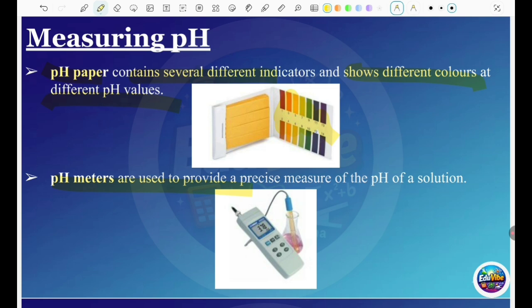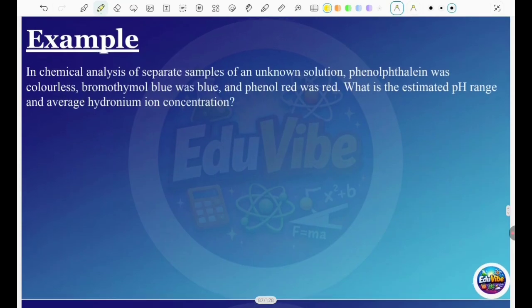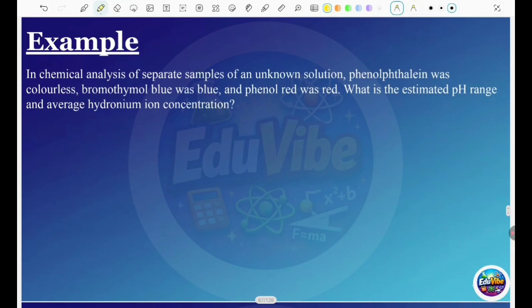We also have pH meters to provide a precise measure of the pH of a solution. You just dip this wire, which has a pH probe, into the solution, and it gives you the reading. This is very precise compared to the pH paper. So what type of questions do you get? You get this type of question. Let's discuss question one, and we can practice more when we do practice questions.